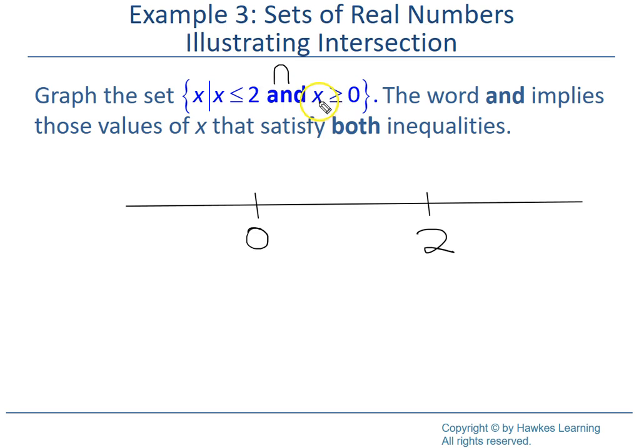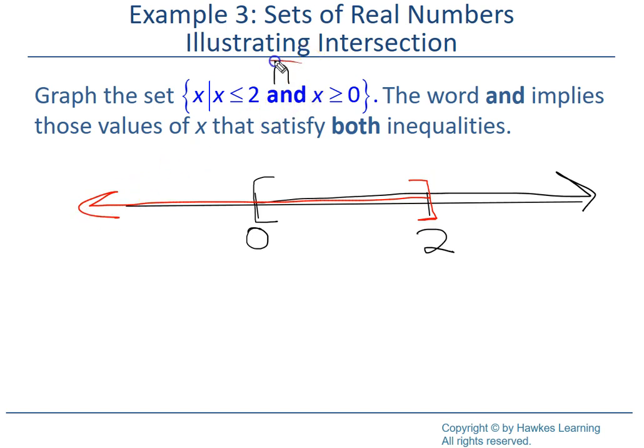So let's do this one first. It says x is greater than or equal to 0. So we're going to put a bracket here, and then our line goes this way. Now, I'm going to change colors, because I'm going to put this one on the same graph. X is less than or equal to 2. So at 2, I'm going to put a bracket, and then this line goes this way.